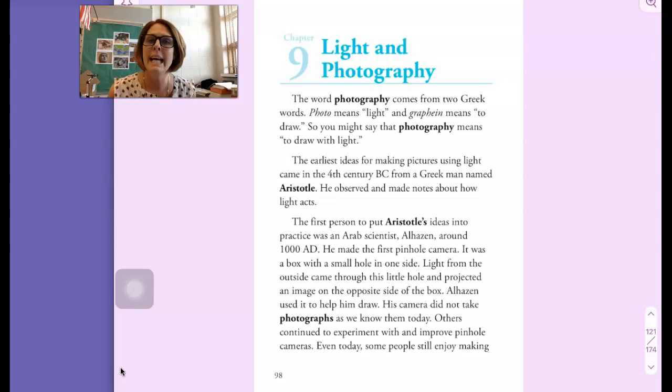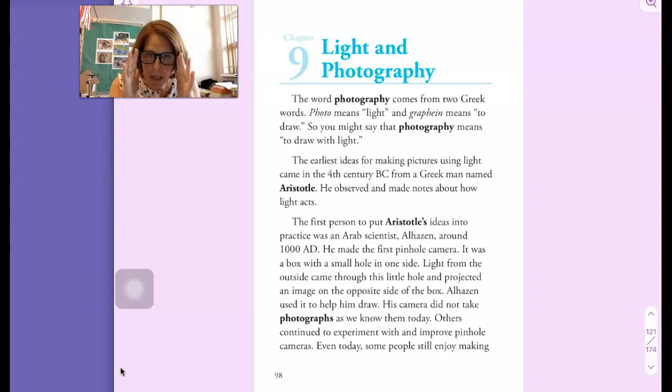It's called Light and Photography. Say that with me, photography, photography. See the word photo in there? We're going to learn what that means. The word photography comes from 2 Greek words. Photo means light, and graphene means to draw. So you might say that photography means to draw with light.